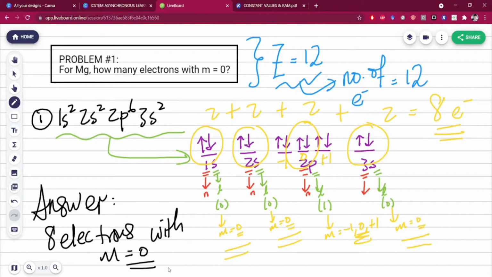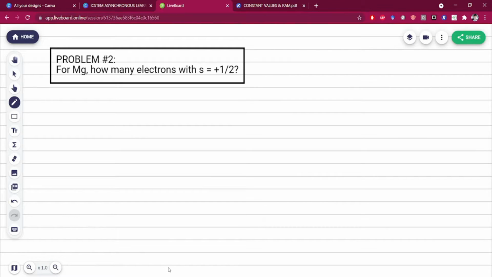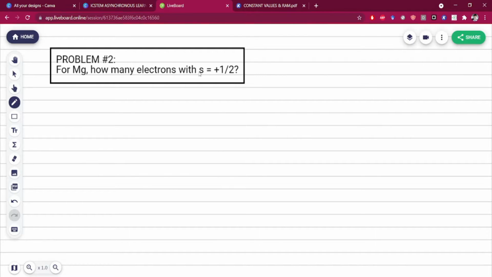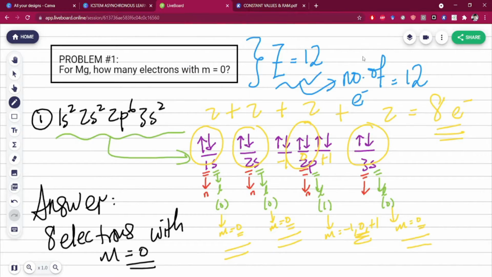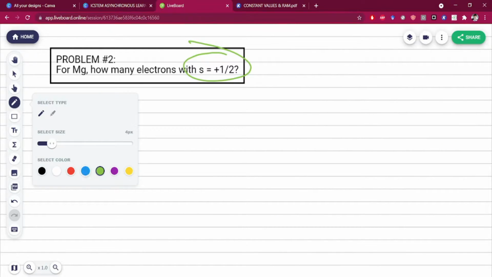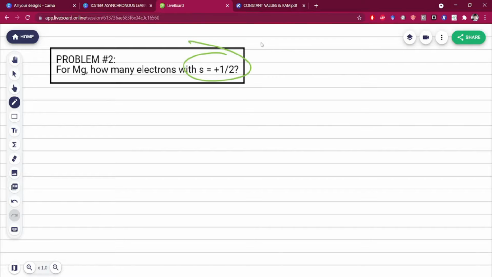Now, we're going to do the same technique to solve problem number 2. This time, the question asks you to do something else. Instead of finding m equals 0, you need to find s equals plus half. Again, you're going to start with this, supposedly. You're going to find out the proton number, and we have figured that out already. So the proton number is 12.